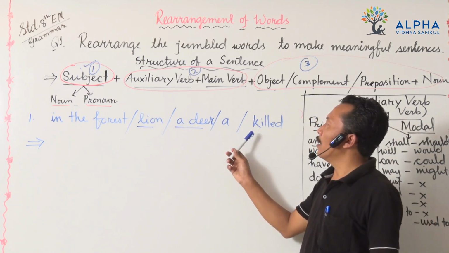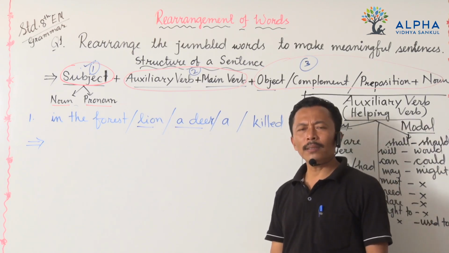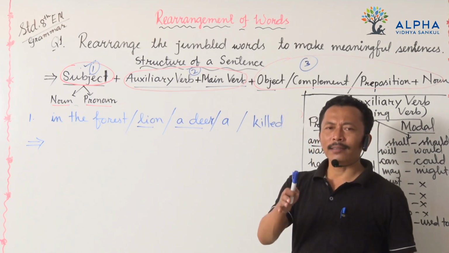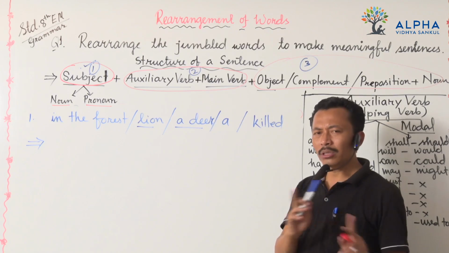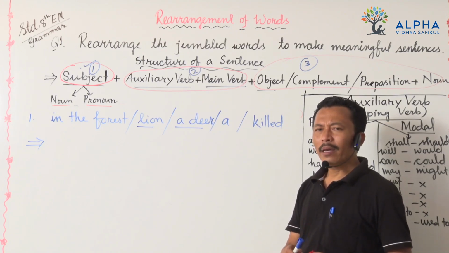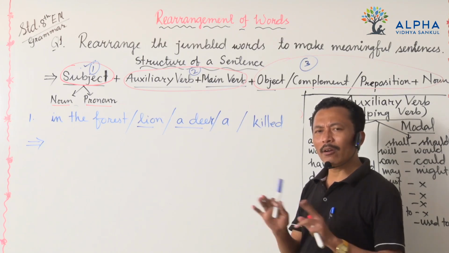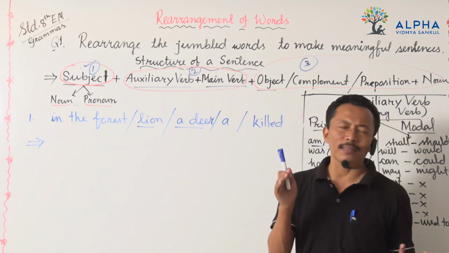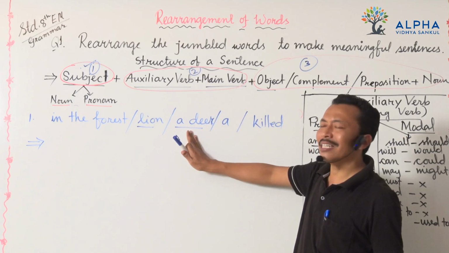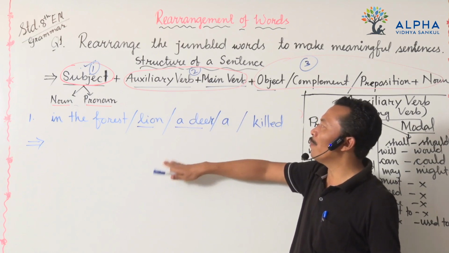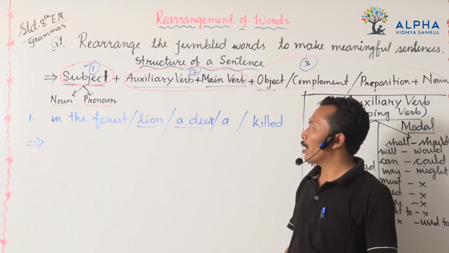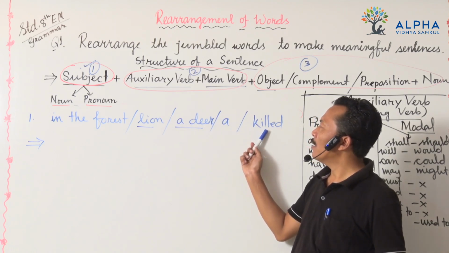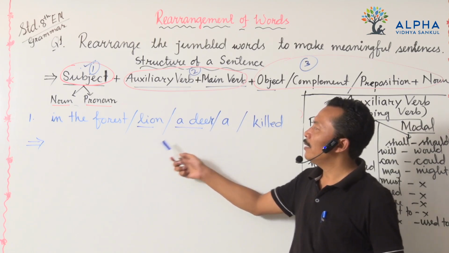If we say, a deer kill lion. Is it possible? A deer can kill a lion? No. It has no sense. It cannot be. It is impossible. How can a deer kill a lion? No. So this deer cannot be the subject. The subject will be lion. Okay. Lion kill a deer in the forest.